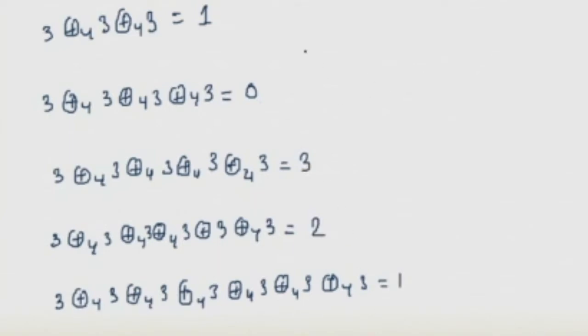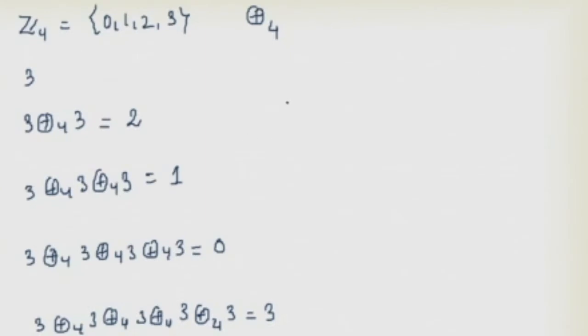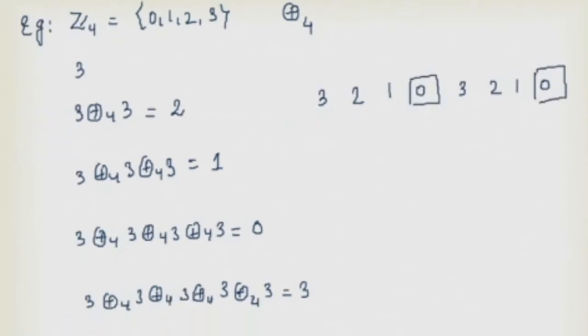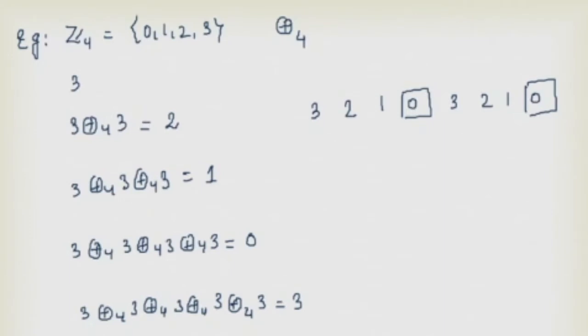So I can see that there is a pattern when you are operating 3 with itself, and the pattern goes like 3 2 1 0 and 3 2 1 0, right? I also noticed that 0 is the identity of the group, right? And one thing to be noticed here is the closure property. If you operate an element with itself and you get a result outside the set, you say that this set cannot be a group with the binary operation.